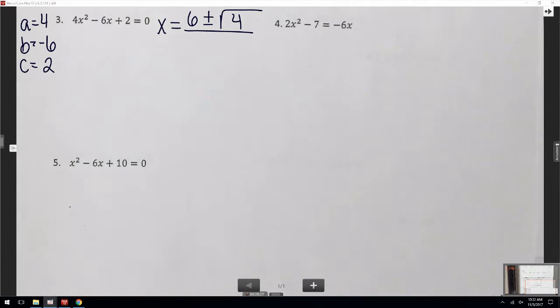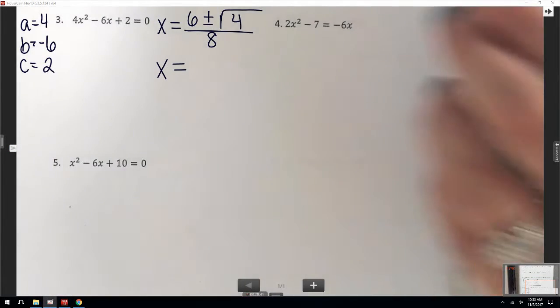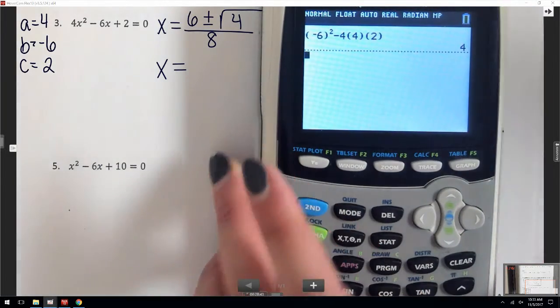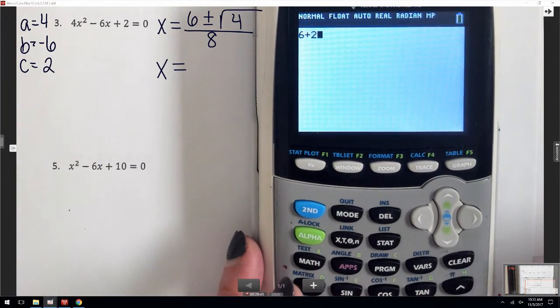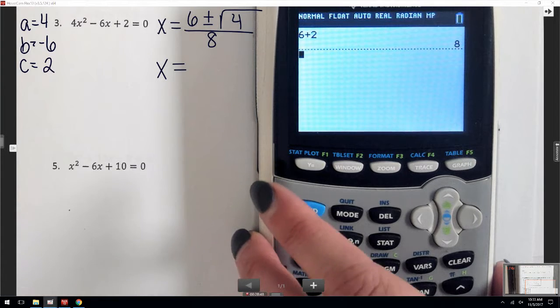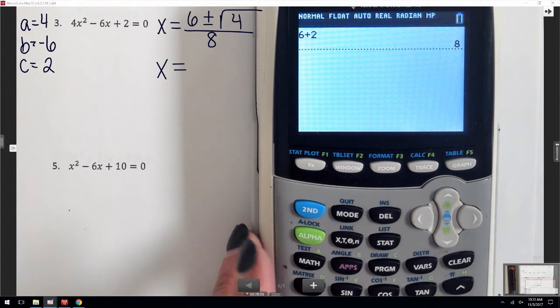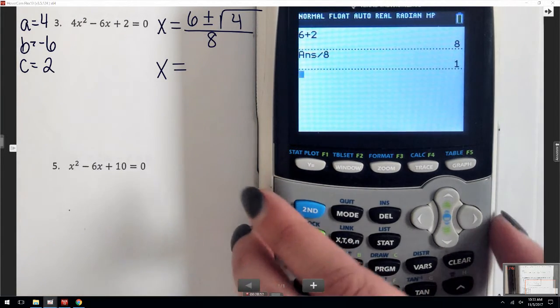And on the bottom you have 2 times a, which is 2 times 4, which is 8. Everybody okay so far? Quadratic formula is very easy when you can do it in your head, okay? So you've got positive 6 plus 2. Where'd I get 2 from? Square root of 4. And then make sure you hit enter. And then divide by 8. And what would you get? 1.